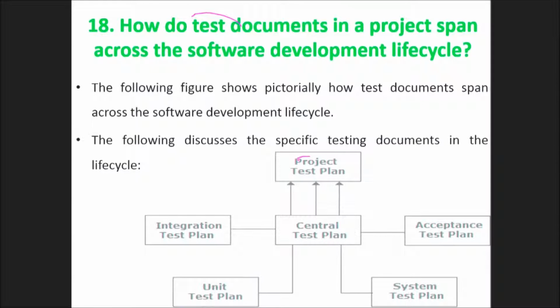So this is the project test plan. This is the central test plan. For that you have the unit test and system test plan, the integration testing plan, and your acceptance testing plan. This figure shows how test documents span across the software development life cycle. It also discusses the specific testing documents in the life cycle, right from unit to system to integration to project to acceptance and the central test plan.